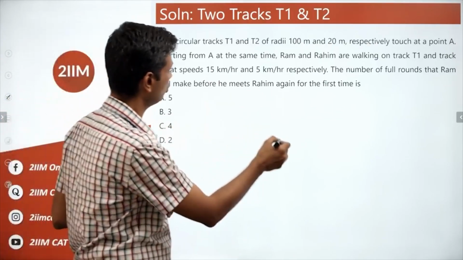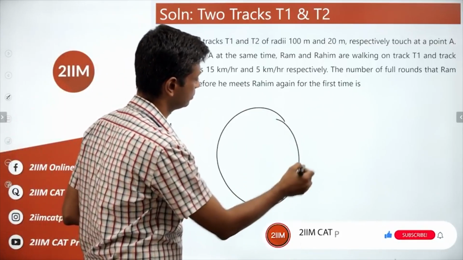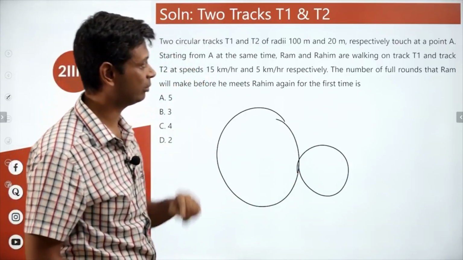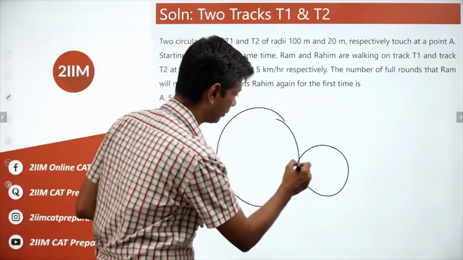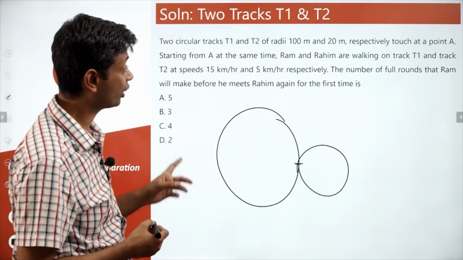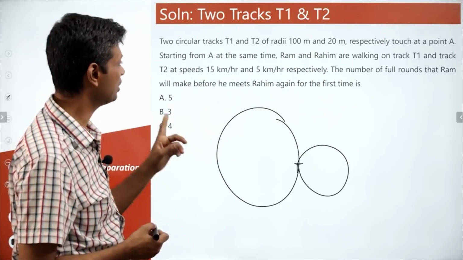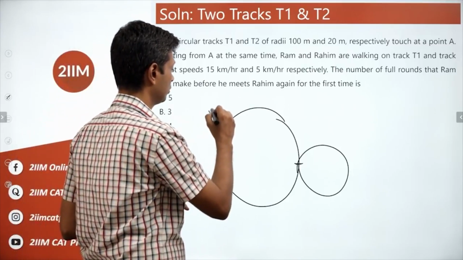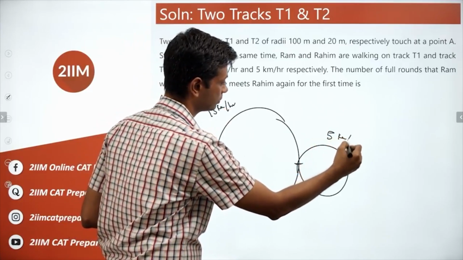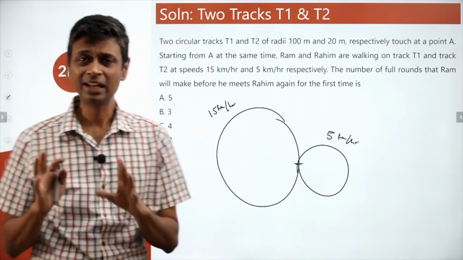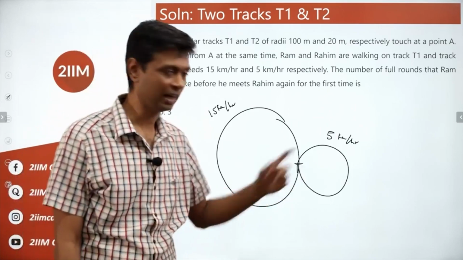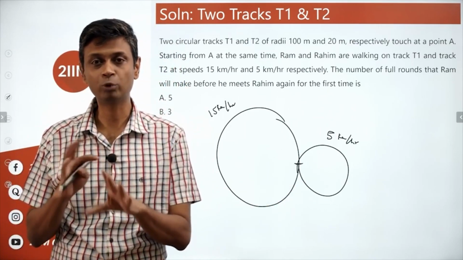Interesting question. So let's talk about T1, T2. This has radii 100 meters, this has radii 20 meters. They respectively touch at point A. Starting from A, at the same time, Ram and Rahim are walking on track T1 and track T2 at speeds 15 and 5. So 15 kilometers per hour and 5 kilometers per hour. Key thing here, we've got to calculate the time taken by Ram to complete a lap, time taken by Rahim to complete a lap, and then we'll have to find the LCM of those two times.